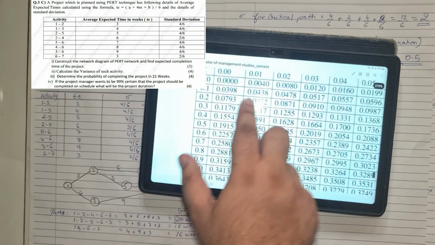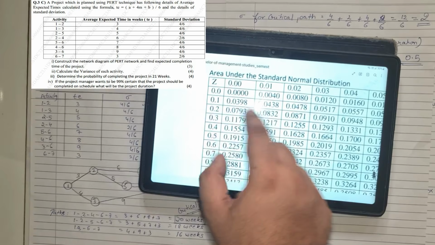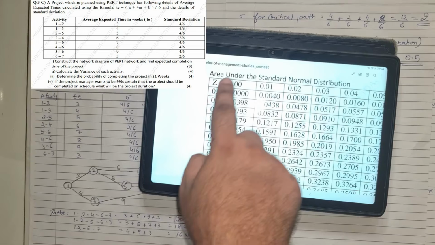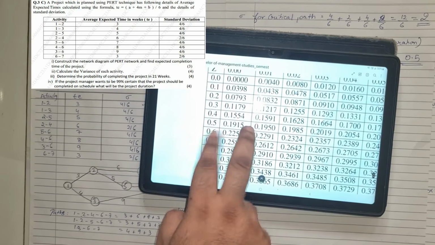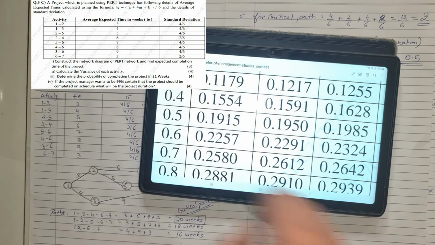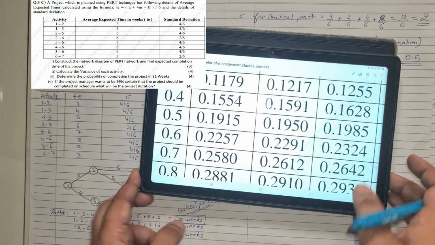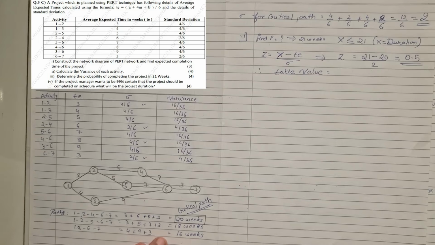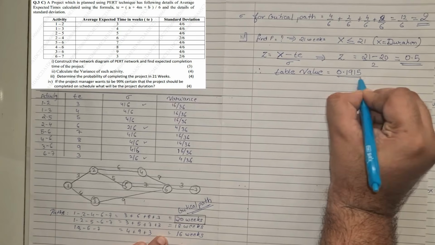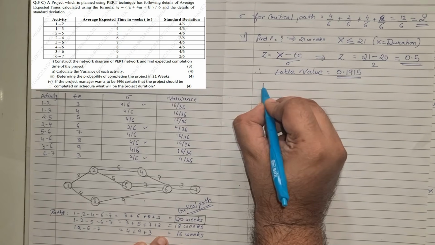Now this normal distribution table will be provided in the exam. The Z value that we got in the question is 0.5, so check where 0.5 comes here. 0.5 is here, and the value which corresponds to 0.5 is 0.1915. So now let us see how we use this in our sum. Our table value we got as 0.1915.